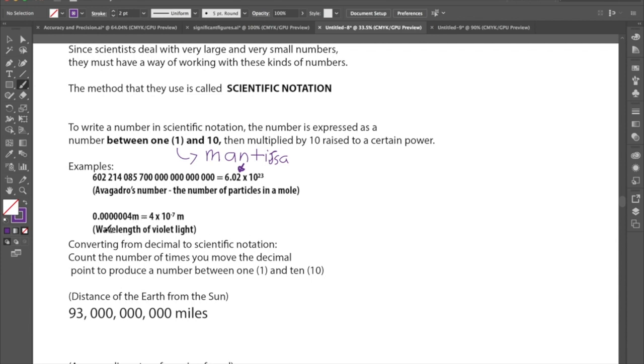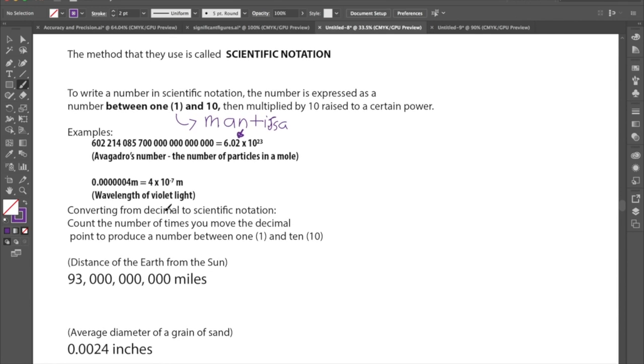On the reverse way, this number here, 0.000004 meters, is the wavelength of violet light, which instead of using all that notation, we simply write in scientific notation as 4 times 10 to the minus 7. So let's talk about how we take these numbers.